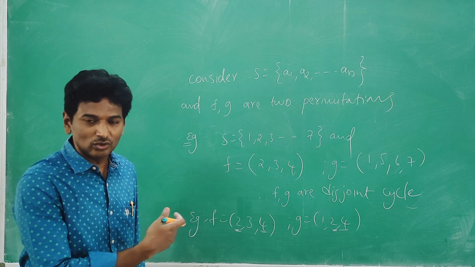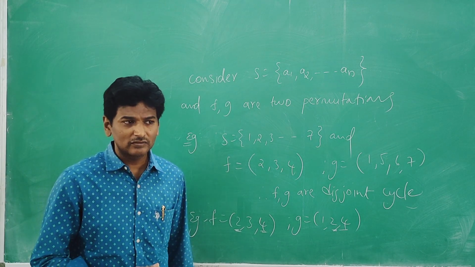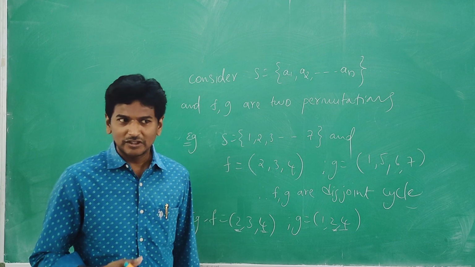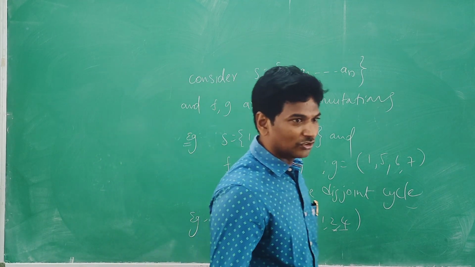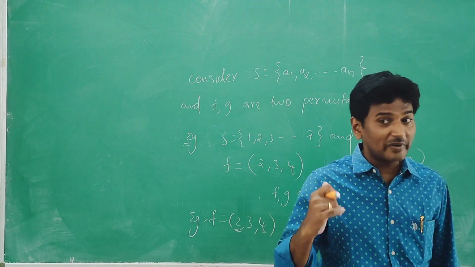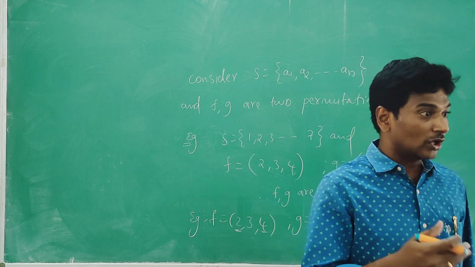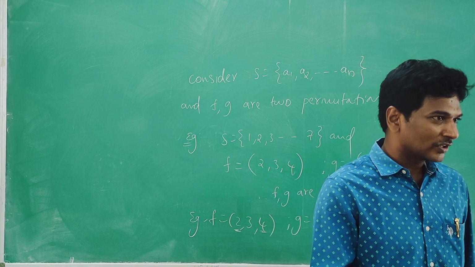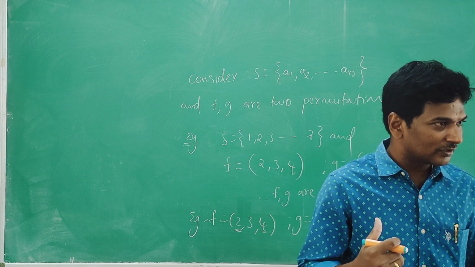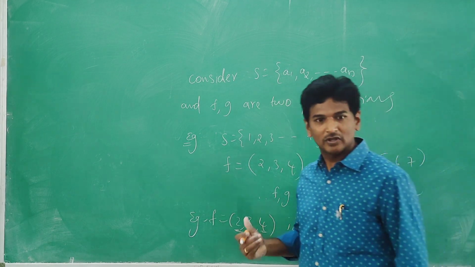Are these two disjoint or not? These two are not disjoint because there are common elements. If there are common elements, then they are not disjoint. Then it is clear. Okay? Thank you.